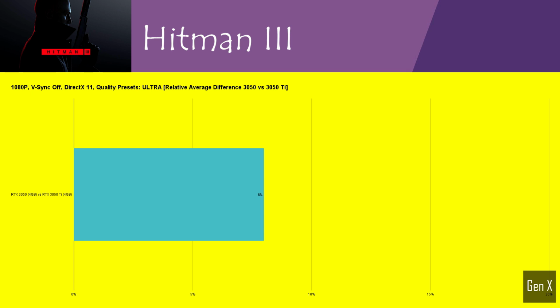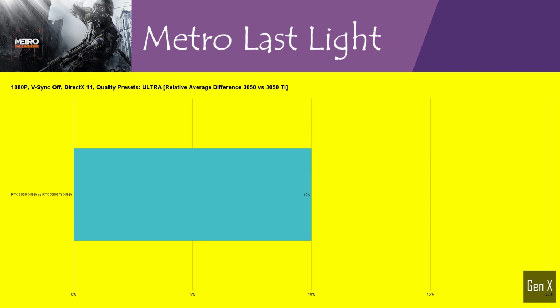Hitman 3 was very similar to GTA 5, with the Ti version somewhere around 7 to 8% faster than the 3050. Metro Last Light was tested with the built-in benchmark at ultra settings. The average gain for the 3050 Ti was around 10%.